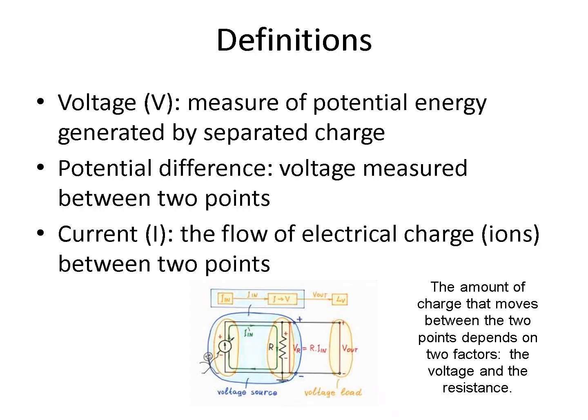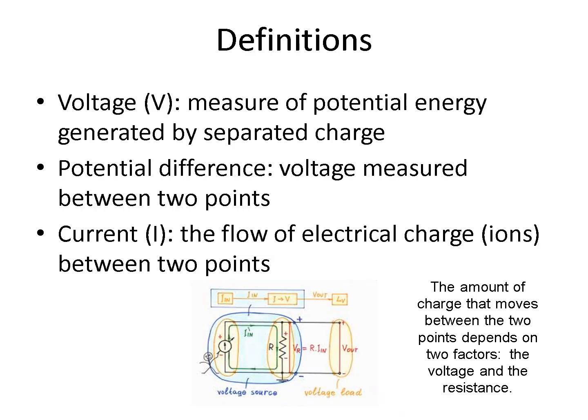The following slides provide some definitions used when describing electricity. The first is voltage. Voltage is the measure of potential energy generated by separated charges. It is measured in either volts or millivolts. 1 millivolt equals 0.001 V. Voltage is always measured between 2 points and is called the potential difference, or just potential. The greater the difference in charge between the 2 points, the higher the voltage.